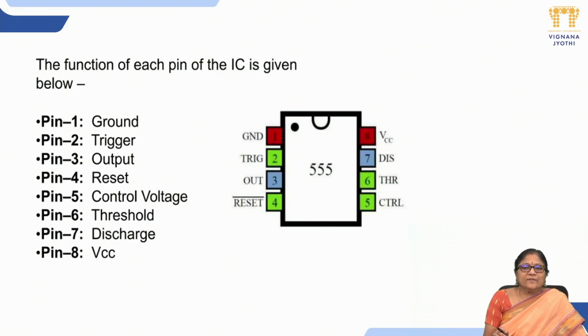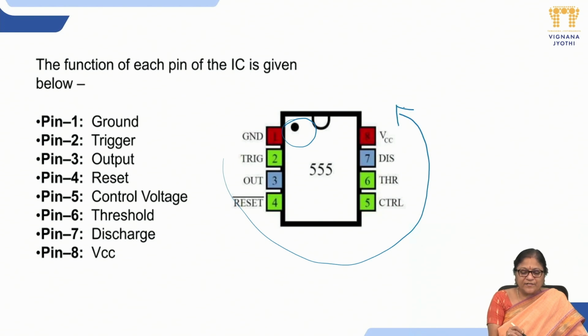Now let us see how many pins are available. If you look at the pin diagram of the 555, the 0 here indicates the starting pin position, and the numbering goes 1, 2, 3, 4, 5, 6, 7, 8.